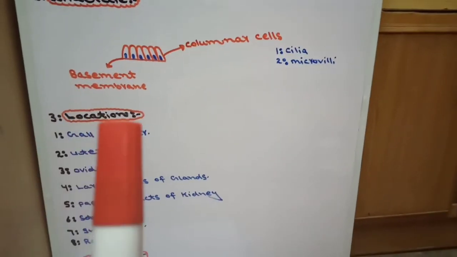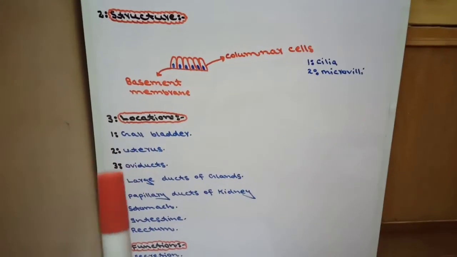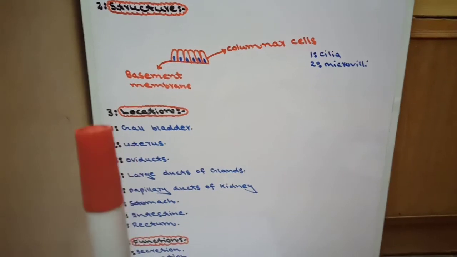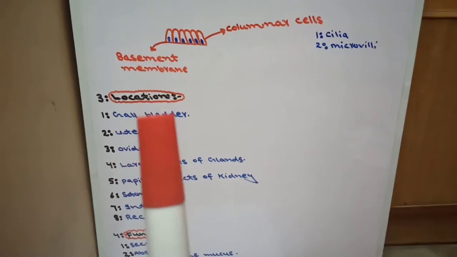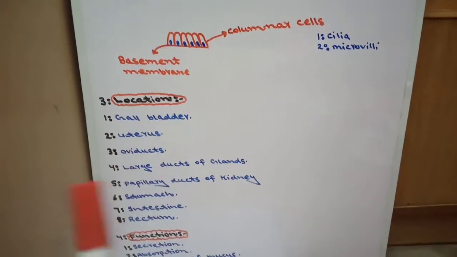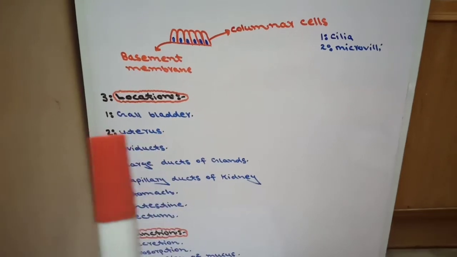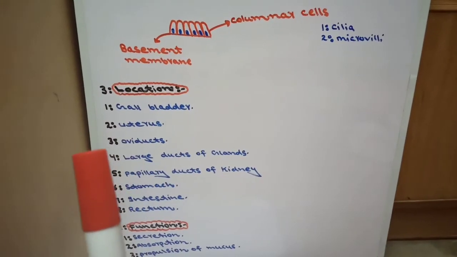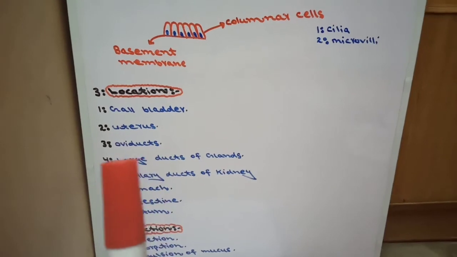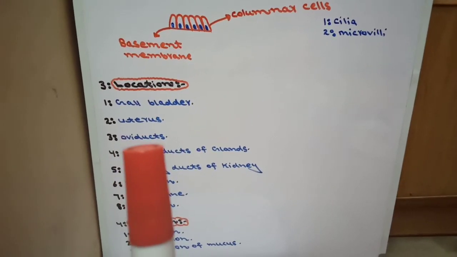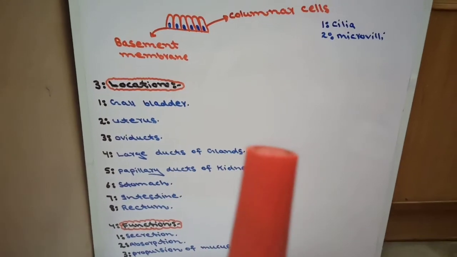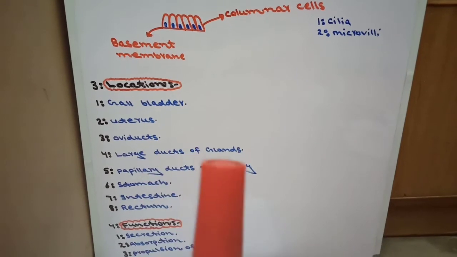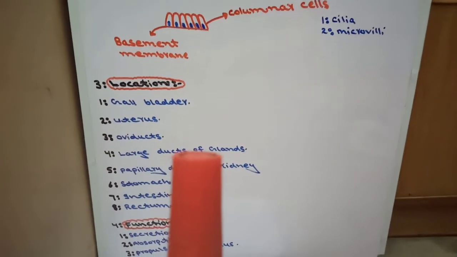Now come to location. There are 8 places in our body where simple columnar epithelium is present. Number 1, gallbladder. Gallbladder is lined by simple columnar epithelium. Number 2, uterus. Uterus is lined by simple columnar epithelium. The third is oviducts. Oviducts are lined by simple columnar epithelium. The fourth is large ducts of glands. Mostly the large ducts of glands are lined by simple columnar epithelium.